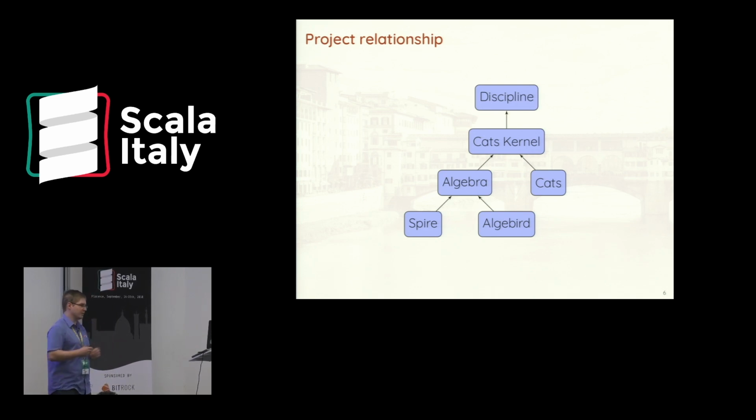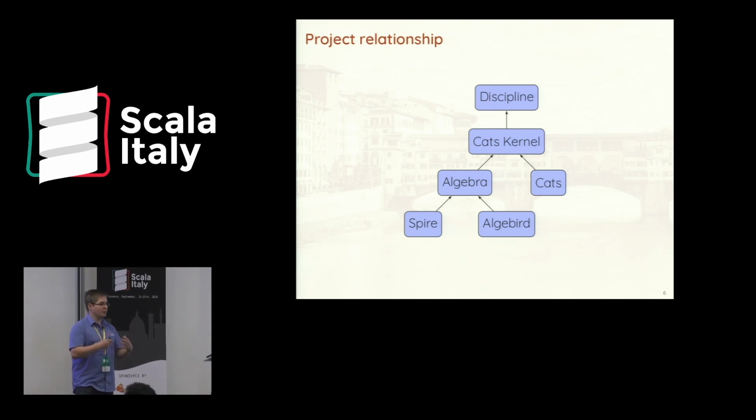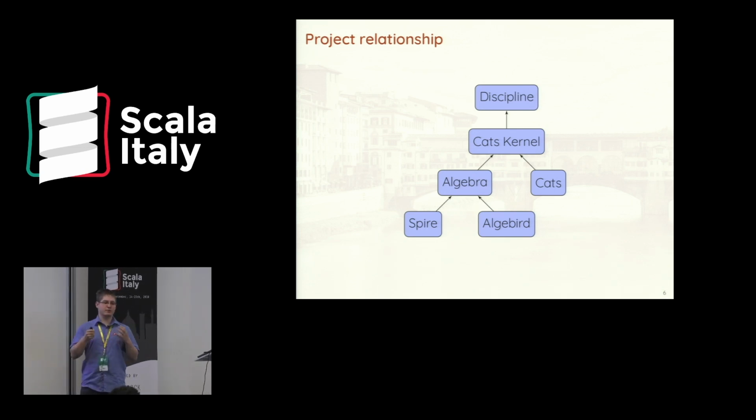And then at some point, those people got together and thought, well, actually, we have many of the same type classes, we've solved many of the similar problems, why don't we abstract over this? Because we don't want to convert between this type class from Spire and that type class from Algebra. So let's maybe try to create this library that's called Algebra.